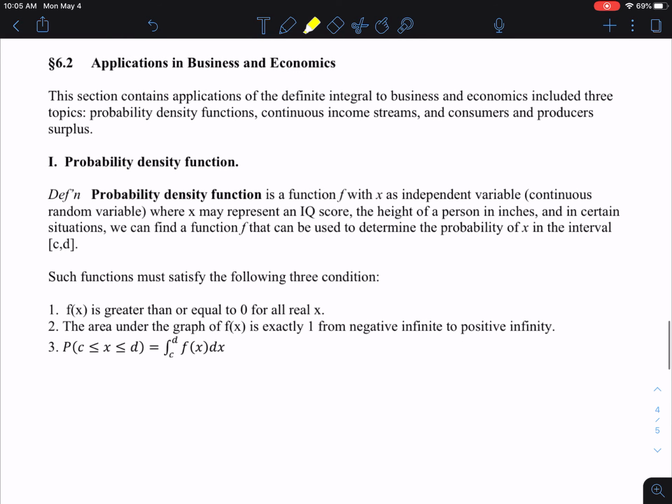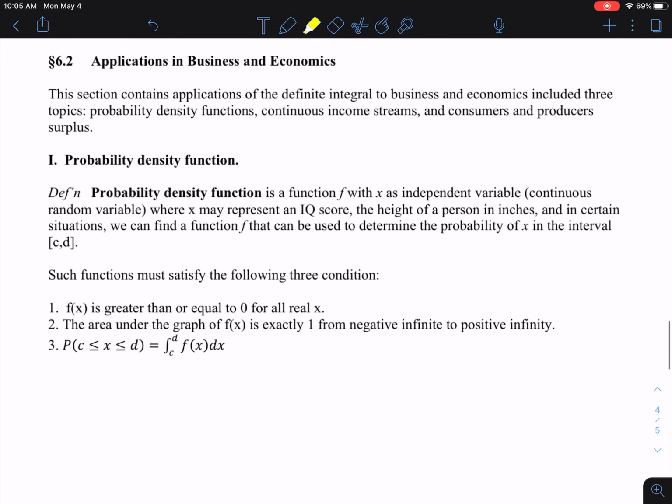So what we're going to cover in this lesson is three topics. The first one is called probability density function. You probably heard this before in your stats class. We're not going to go over the background of this in detail. We're just going to introduce a definition and discuss how it relates to the definite integral, and then we're going to solve an example. We're going to keep things brief and not talk too much about it, which may confuse you.